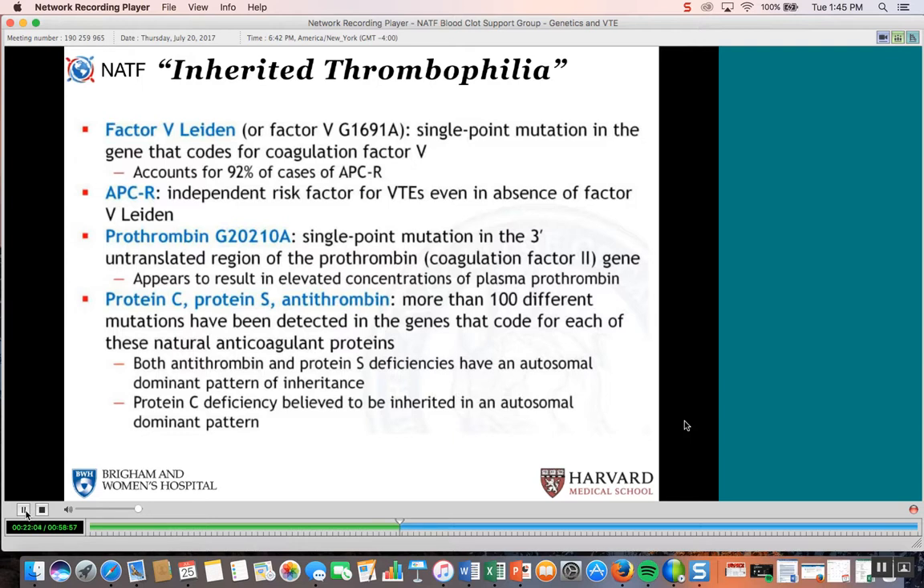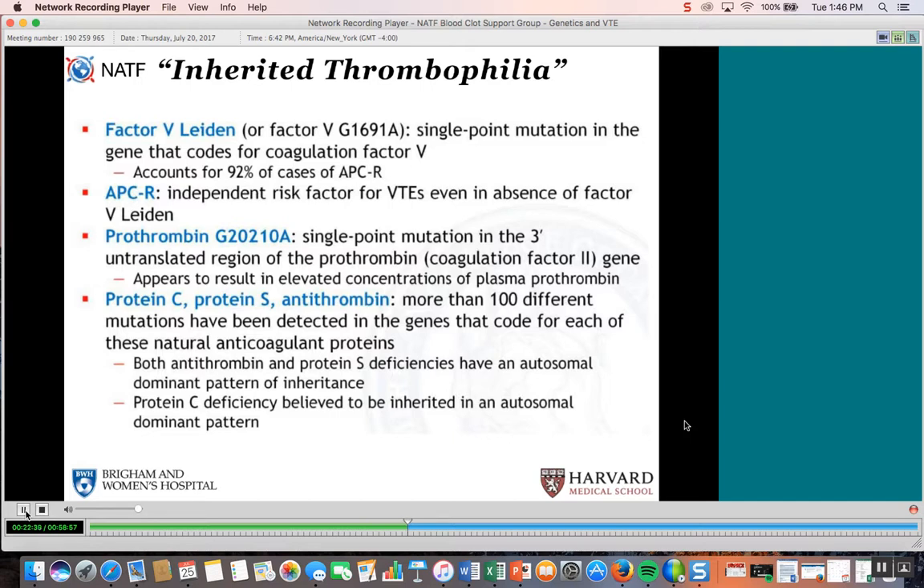And if you see below, it says it accounts for 92% of cases of activated protein C resistance, meaning that there are other mutations, much, much less common, in the factor V that can render it resistant to the activated protein C. And you see below it, activated protein C (APC) resistance is an independent risk factor, even in the absence of factor V Leiden, meaning that it's because of some other rare mutation.